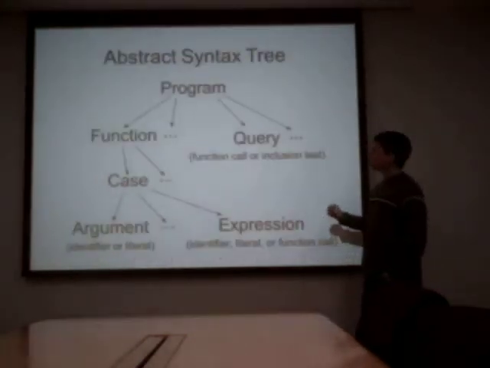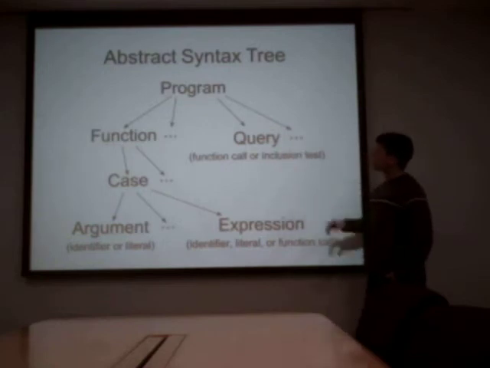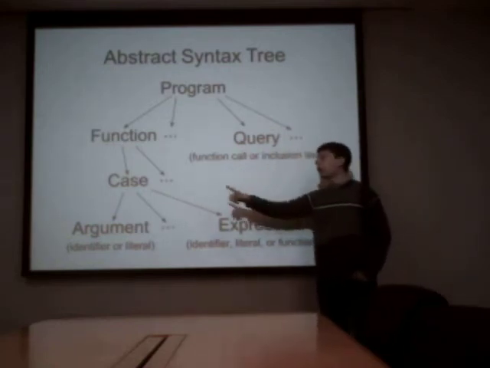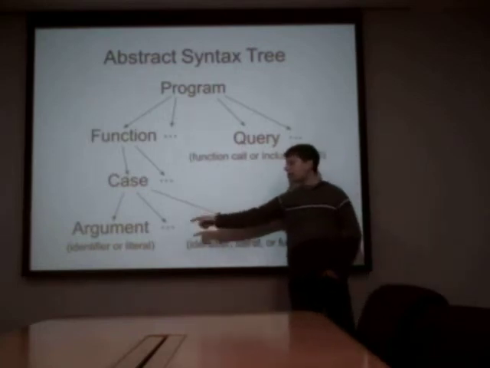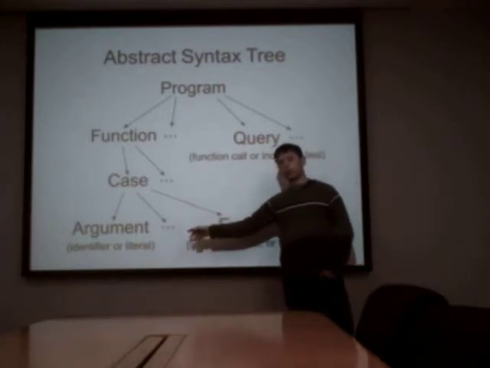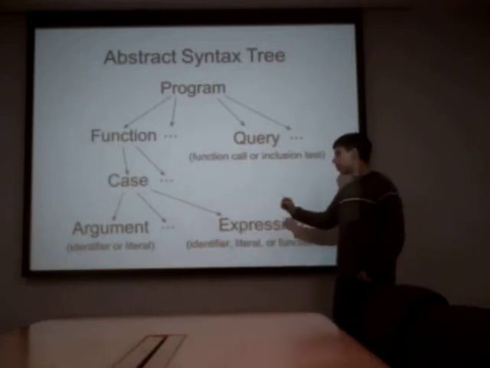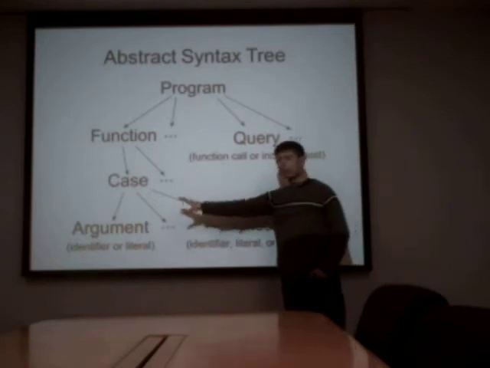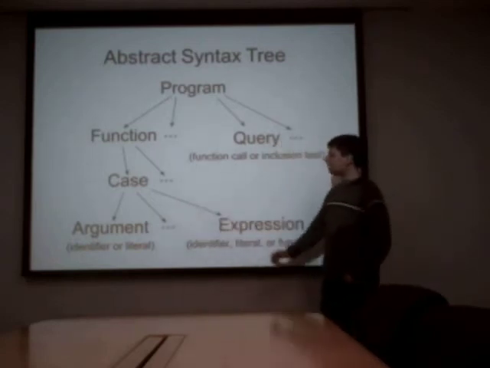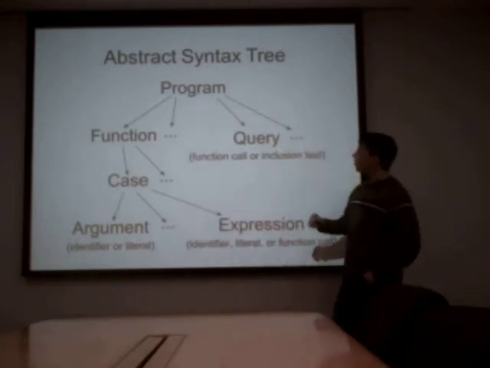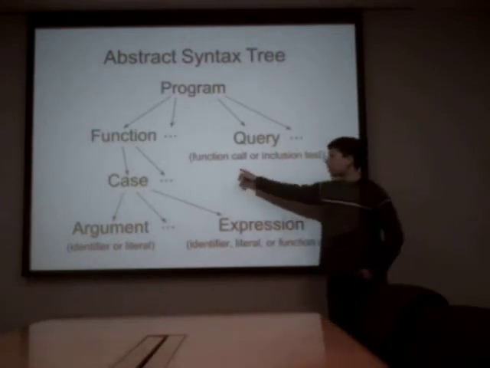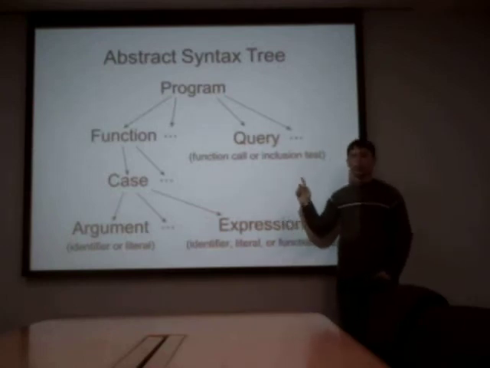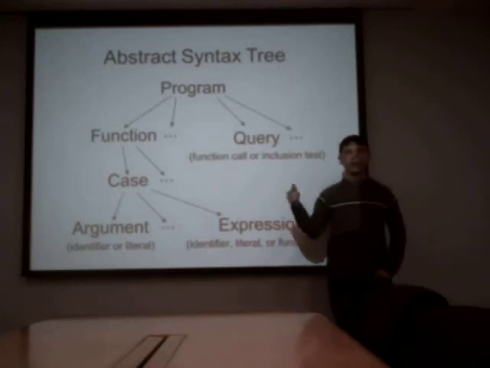In general, a program written in PRALine has this abstract syntax tree. A program has one or more functions. Each function has one or more cases. The order matters. Each case has a list of arguments, which can be identifiers or literals, and an expression, which is what to return in the case that this case is matched by the inputs to the function. Queries can be either function calls, which I've shown before, or they can also be inclusion tests. So we can check whether a certain tuple, say 2, 3, 5, is in a certain relation.